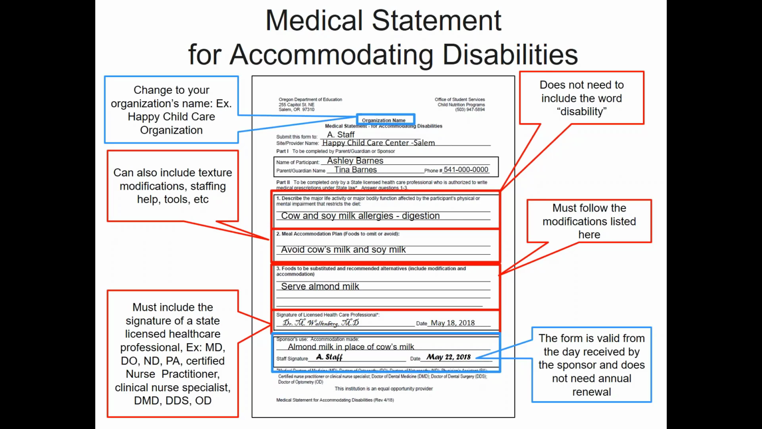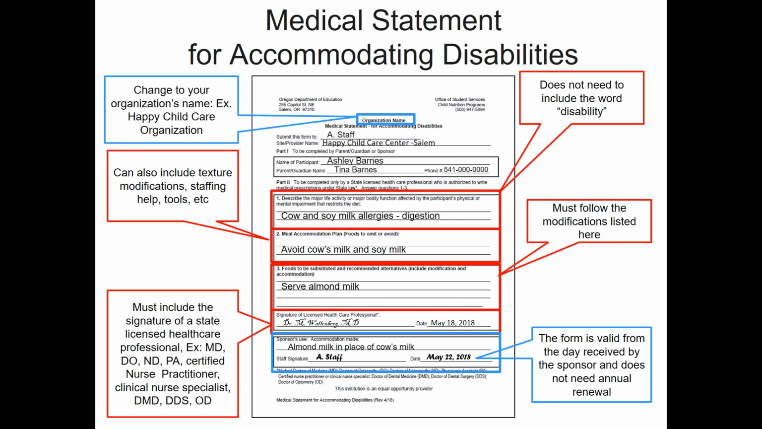You do not need to have the information on this specific form. If a parent comes in with a doctor's note that includes all the necessary information, the parts that are highlighted in red boxes, that can be considered a valid written statement as well. But having the medical statement form can make the parents' lives easier since it includes all the necessary elements.